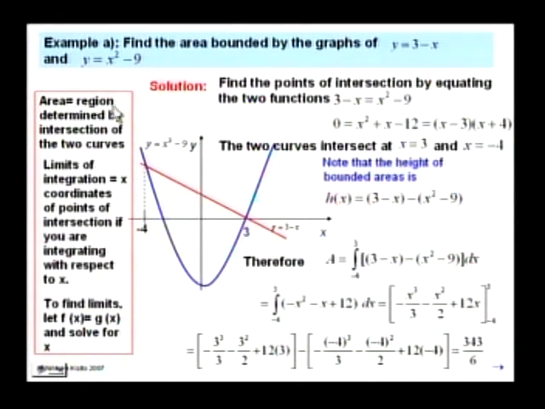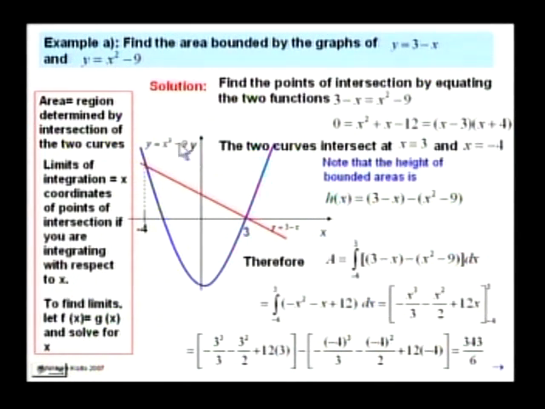So here I'm saying that for the area under the region determined by the intersection of two curves, the limits of integration in x are the x coordinates of the points of intersection, if you are not given them. Now to find the limits, equate the two functions and find where the two functions are crossing each other.